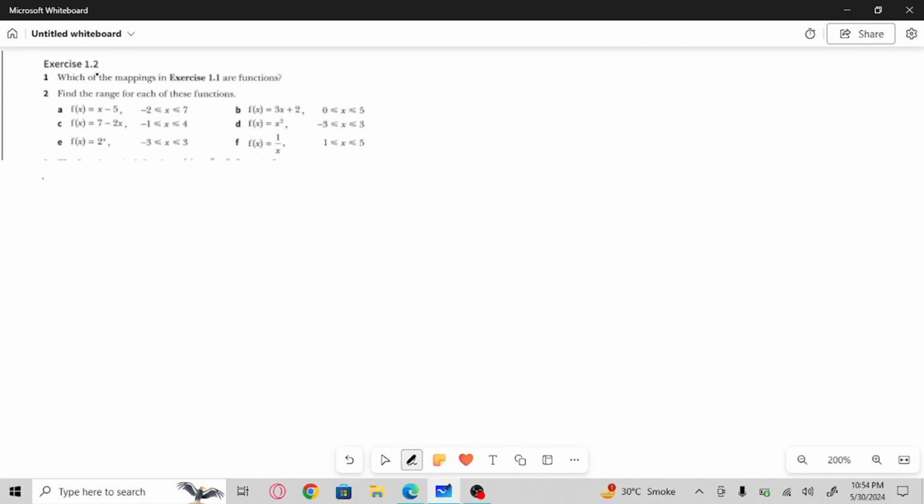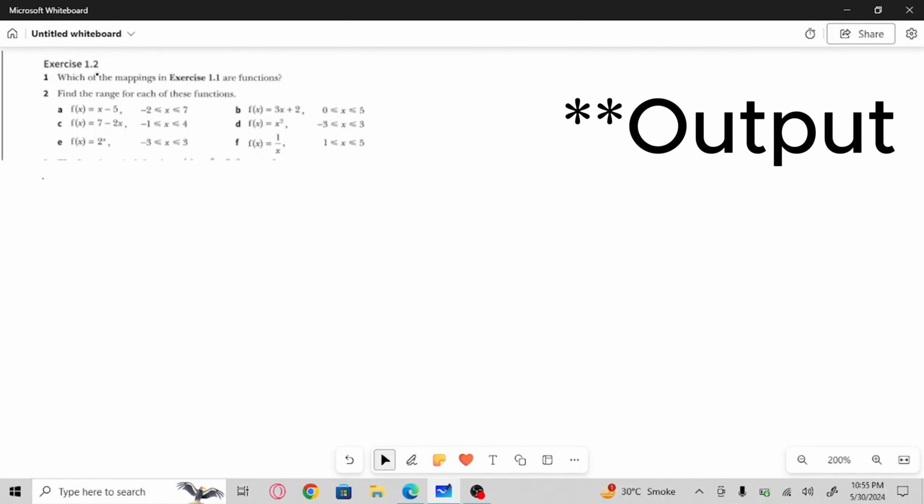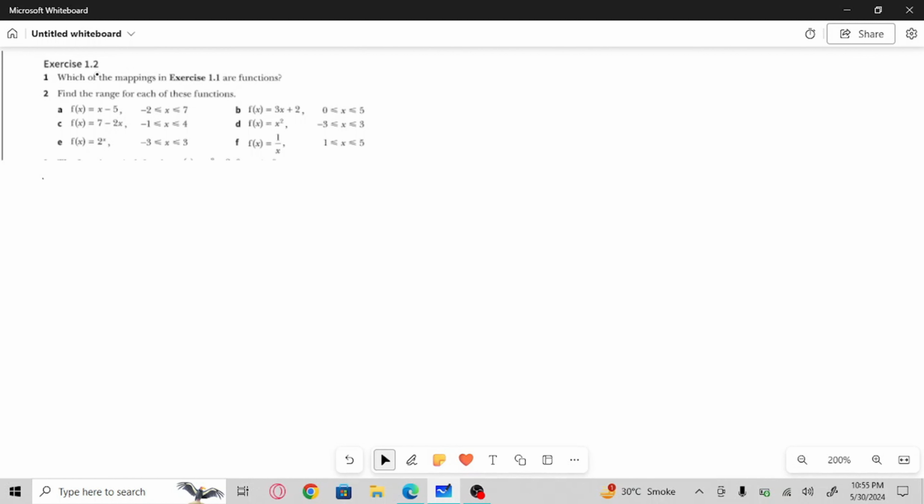Okay, so if you just see here, the first question we are asked is which of the mappings in exercise 1.1 are functions? So if we had a clear understanding of the intro I gave, we should know that functions are only mappings which give out one output. So any mapping which is a one-many mapping will not be a function. Otherwise, everything will be a function.